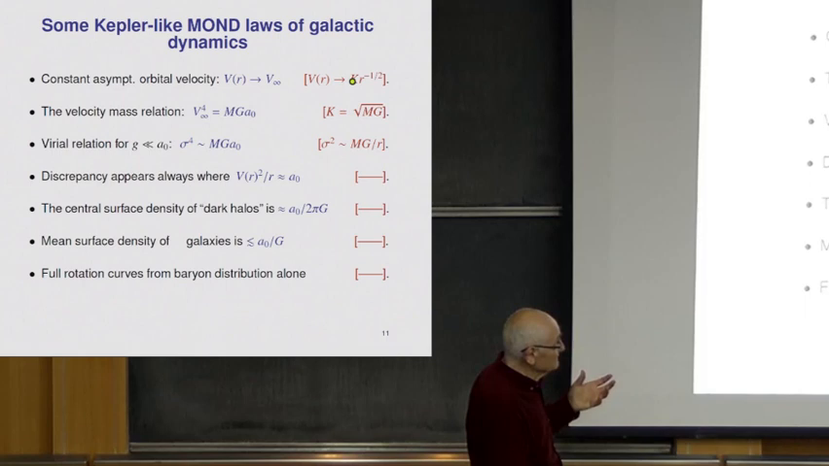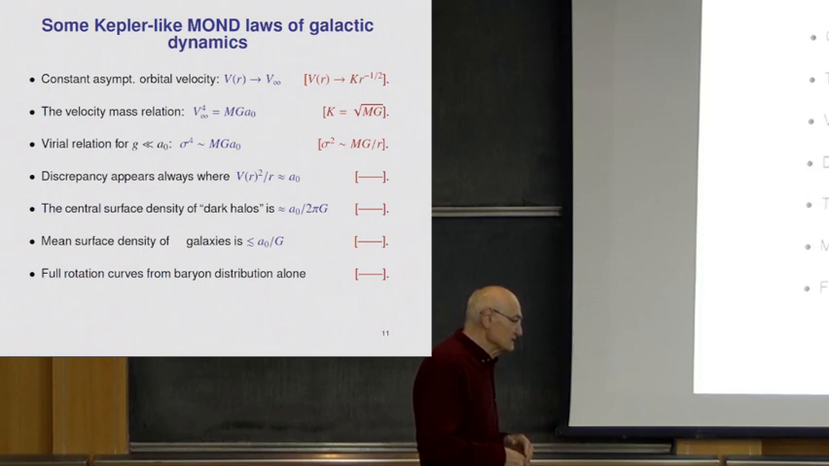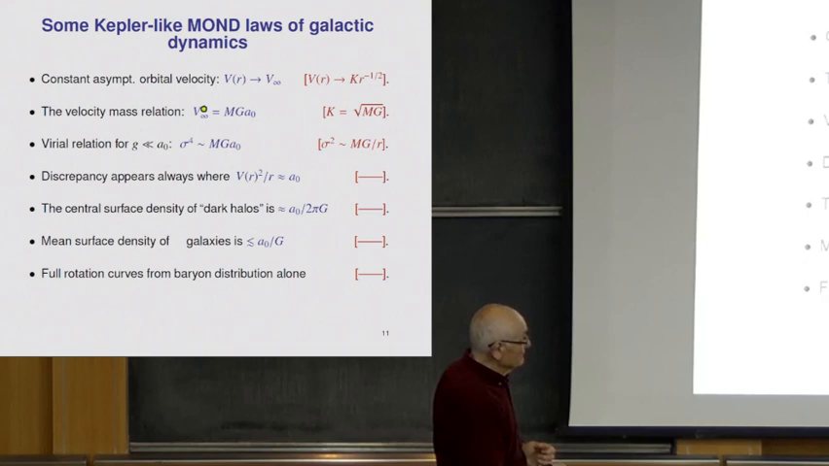Kepler only knew about the solar system, so he didn't try to see how this constant depends on the mass of the sun or things like this. But now we know, by studying many other systems, that this constant goes like square root of MG in Newtonian dynamics. Here, you can also determine this asymptotic constant speed just from the central mass. And MOND predicts this very strong relation. And there are others like this. Maybe I don't have so much time discussing them.